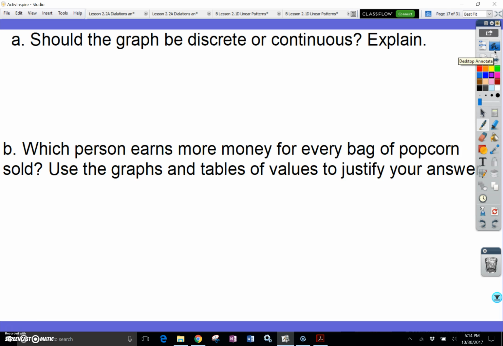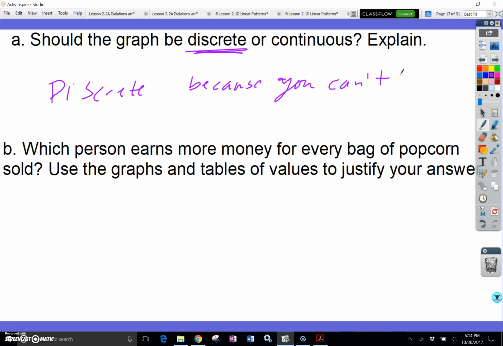Should the graphs be discrete or continuous? Now we would say discrete. So they are discrete because you can't sell half a bag of popcorn.